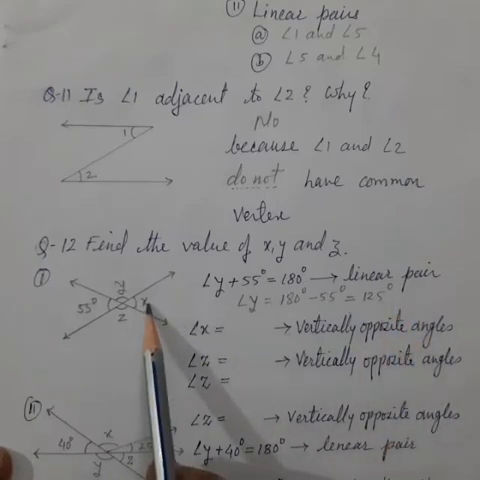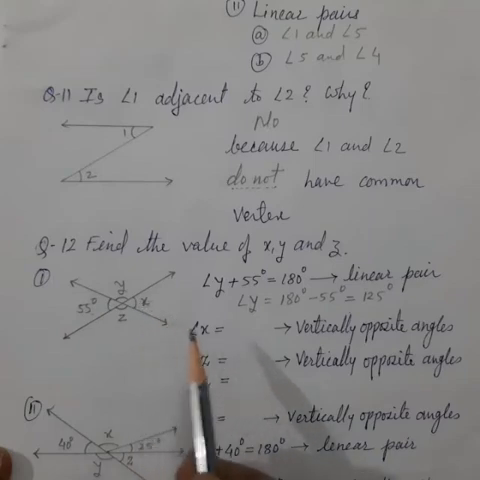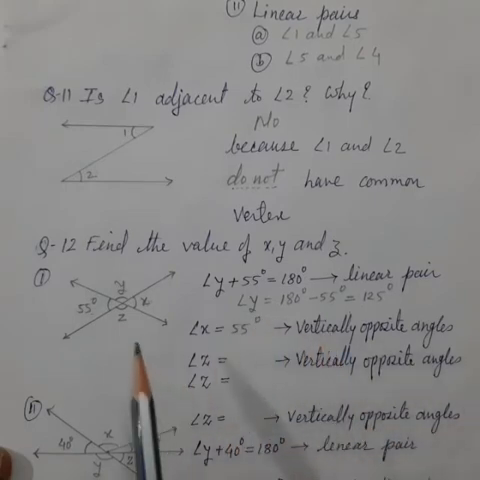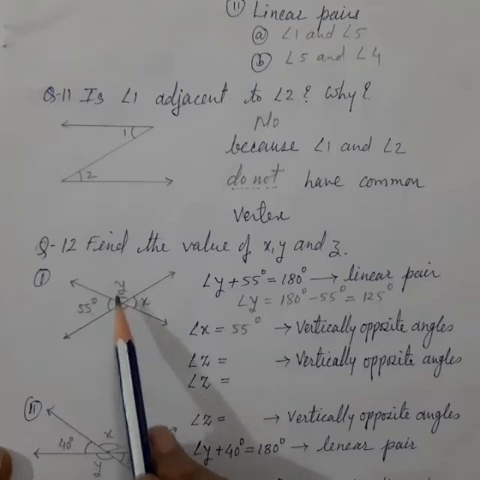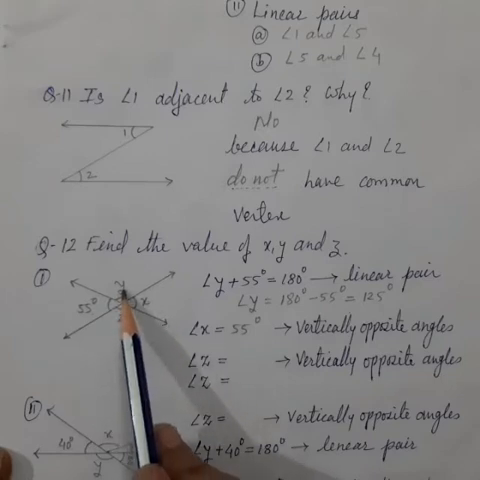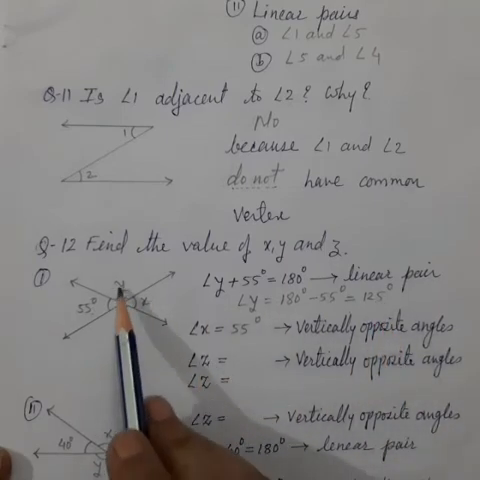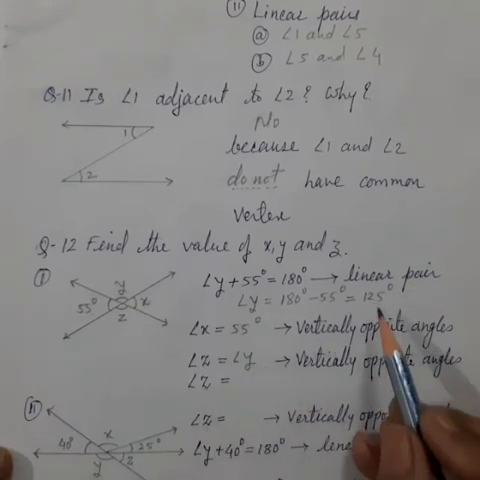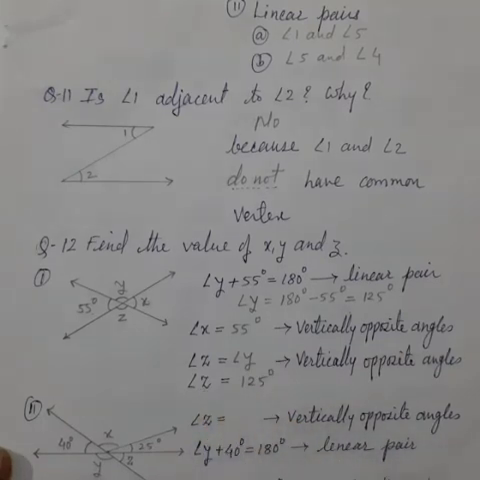Now see, angle x and the 55 degree angle are vertically opposite angles. And we know that vertically opposite angles are always equal. So x is equal to 55 degrees. Angle z and angle y are also vertically opposite angles, so these are equal angles. We know that the measure of angle y is 125 degrees. So angle z equals angle y, which is 125 degrees. So the measure of angle z is also 125 degrees.